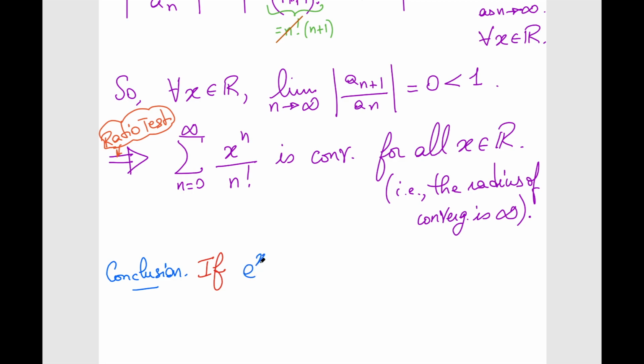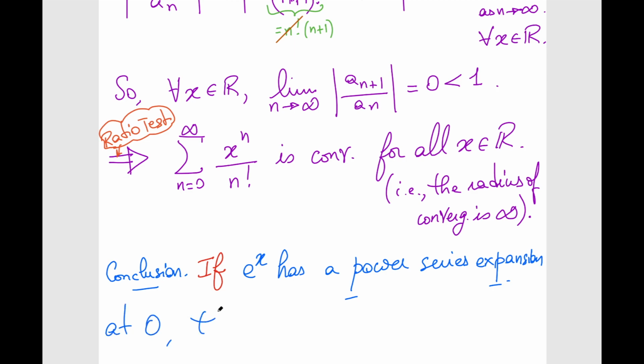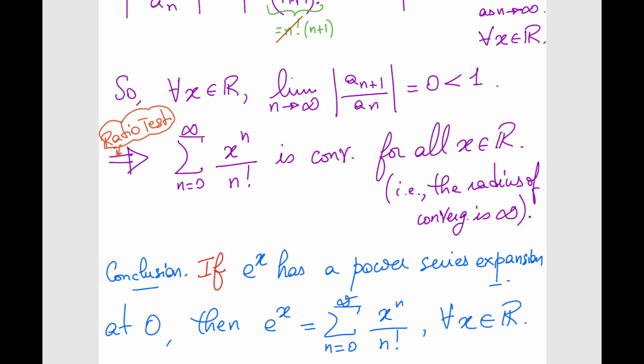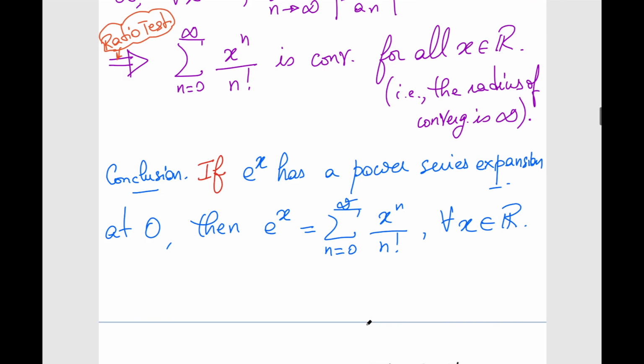the function e^x has a power series expansion at 0, then e^x is equal to the summation, this one, right? And this is for all x, because the radius of convergence is infinity. But the question becomes, how can we actually make sure that e^x does have a power series expansion? Correct? The next theorem is going to actually address this question.